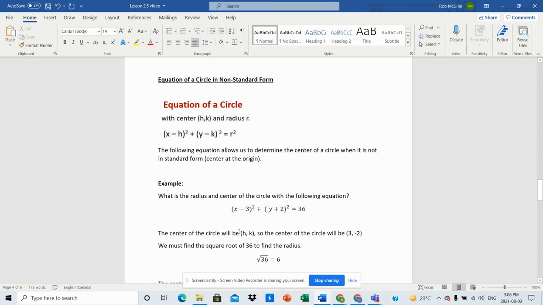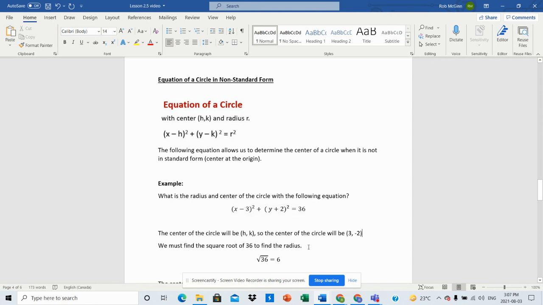So in this case, the center of the circle will be h, k. So the center of the circle will be, instead of negative 3, we're going to have positive 3. And instead of positive 2, we'll have negative 2. So the center of our circle here is 3, comma, negative 2.